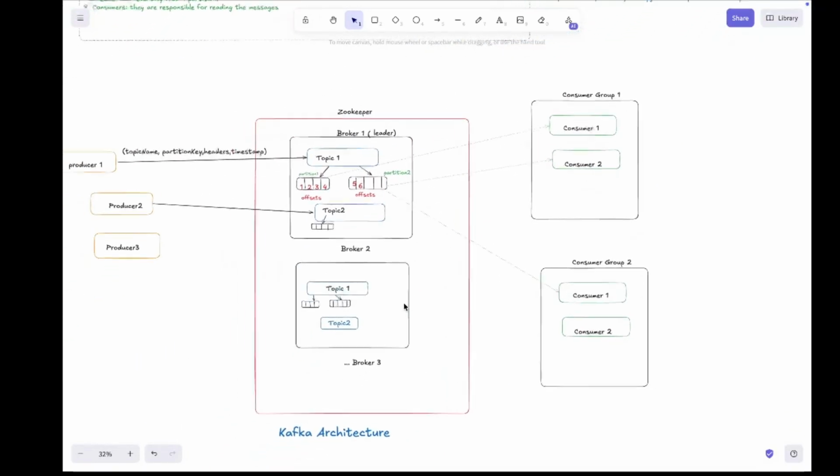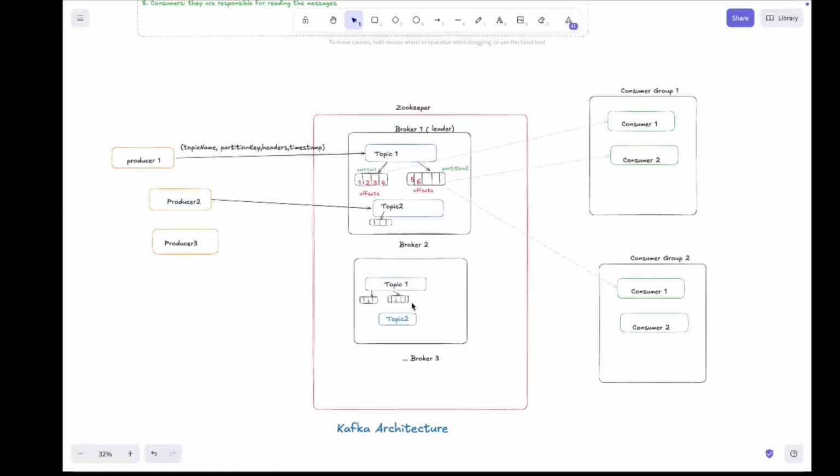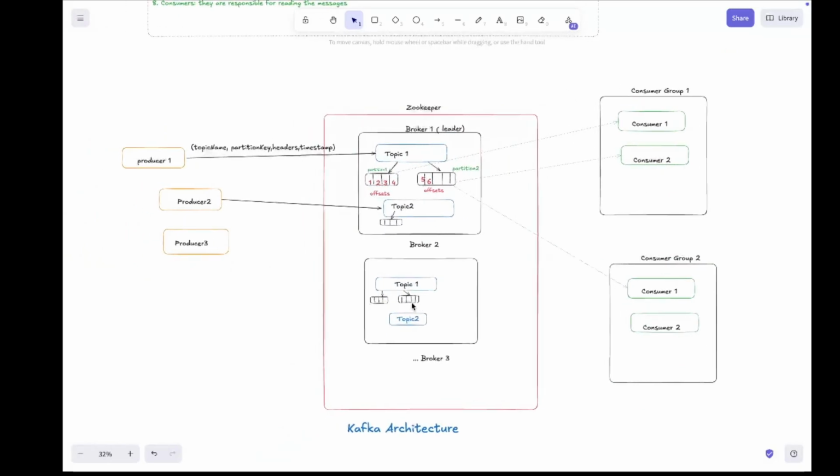So this is the basic architecture of Kafka, and let's take a look at how things are working. Actually, we covered most of the things in terminology, but feel free to go through each of the terminology again and come back to this diagram to understand it better. So I'll go through how things are happening. You have a producer, right? Producer 1, producer 2, producer 3. There could be multiple producers which are producing messages.